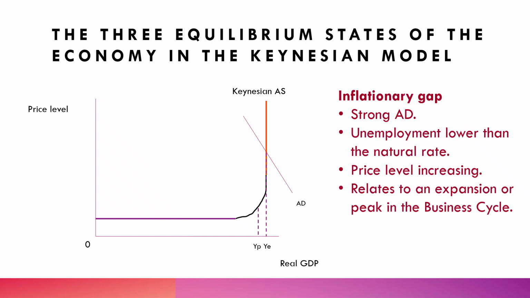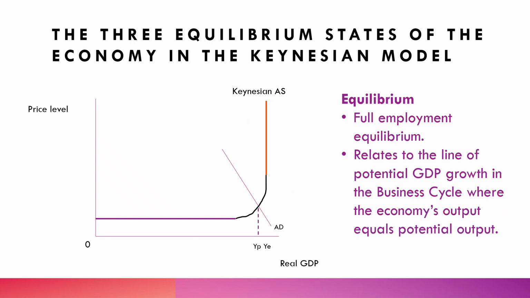In the next diagram, we can see an inflationary gap where there is strong aggregate demand and unemployment is below the natural rate and the price level rises. This relates to an expansion or a peak in the business cycle. In the final diagram, this shows when the economy has achieved full employment equilibrium. So potential output equals equilibrium output, and this relates to the line of potential GDP growth in the business cycle, where the economy's output is equal to its potential output.